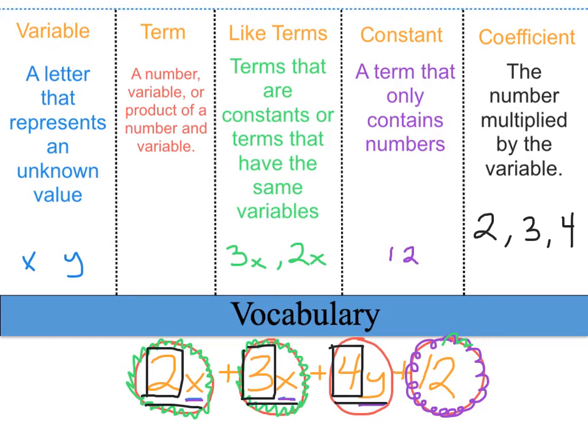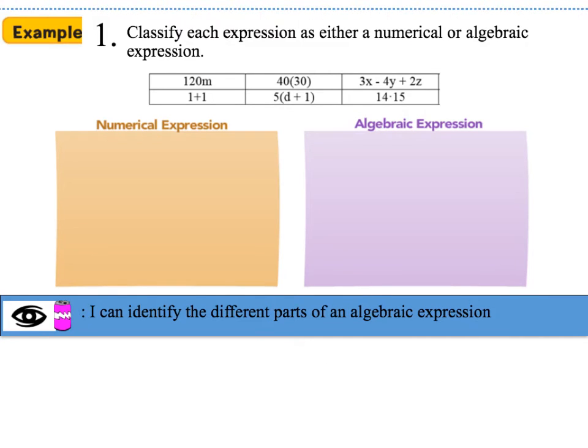So let's use these key concepts to discuss the following examples. Example 1 says, classify each expression as either a numerical or algebraic expression. So let's think of these as little tiles, and we're going to click and drag each tile into the appropriate box. Let's take a look at our first tile, which says 120m.